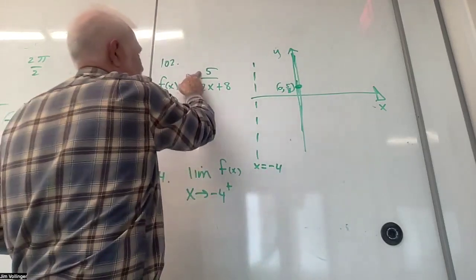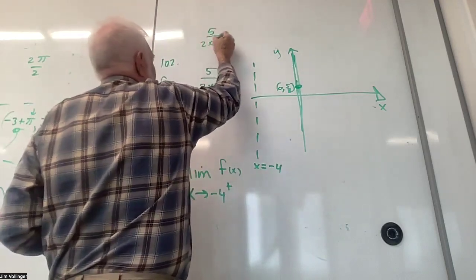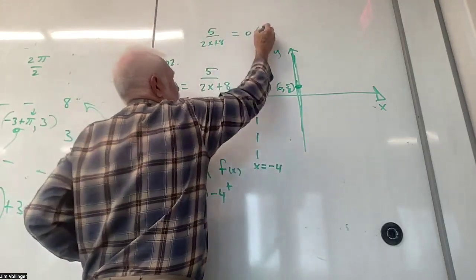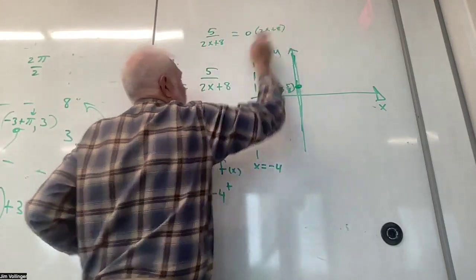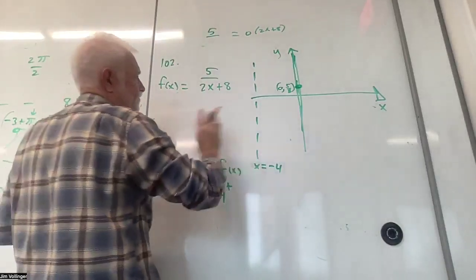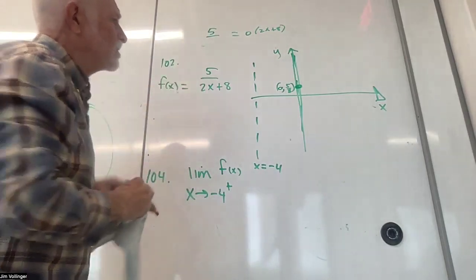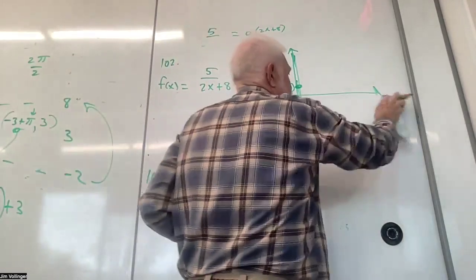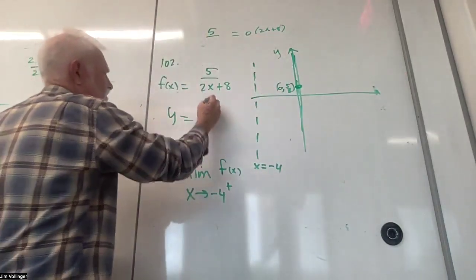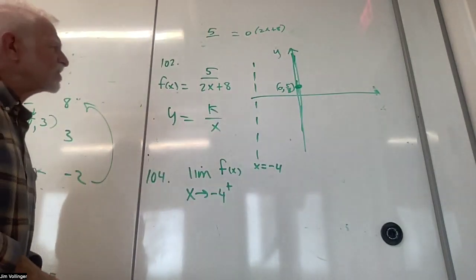I know there's no x-intercept. There's no way to make this equal 0. Right? Division by 2 plus 8, multiplication on this side. And I don't think that 5 equals 0. No, can't use -4. I look at this and I say, oh, it's going to 0. Yeah, it's kind of like one of these y equals k over x problems to me. Kind of looks that way to me.